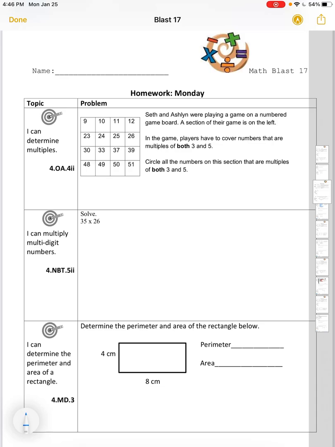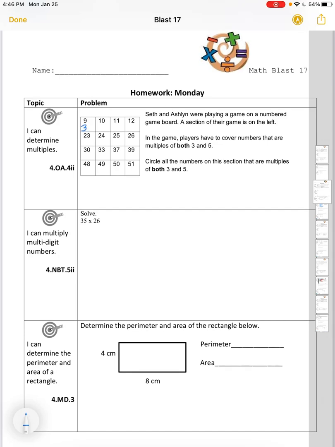To find multiples of 3, I'm going to skip count by 3s. Each time I come to a number that's on the game board, I will put a 3 in that box. 3, 6, 9, 12, 15, 18, 21, 24, 27, 30, 33, 36, 39, 42, 45, 48, 51. Any number after 51 would not be on my game board.